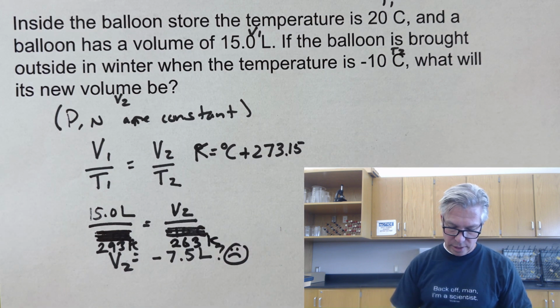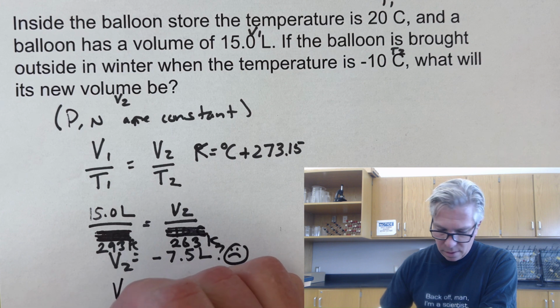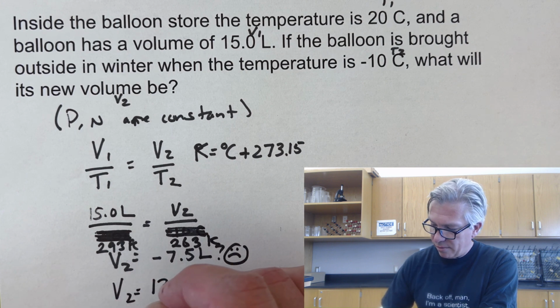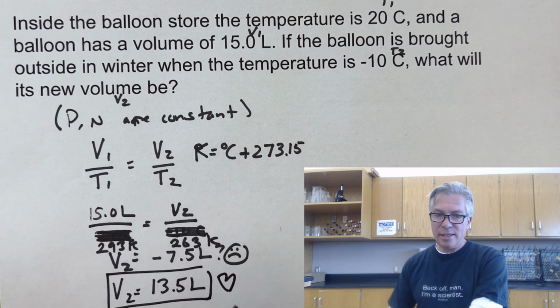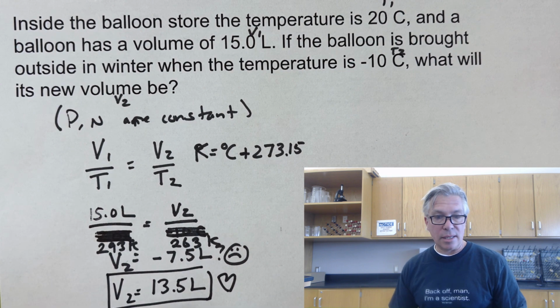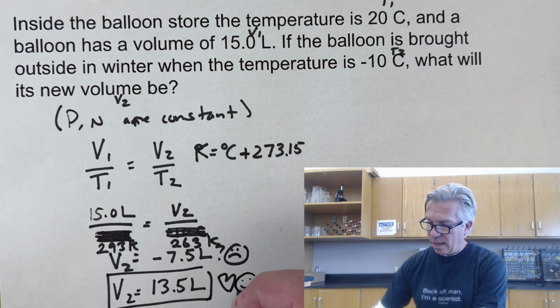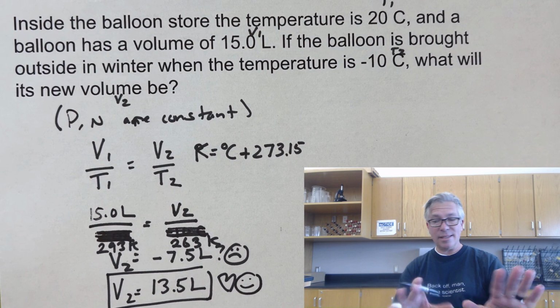And I'm going to resolve my proportion. And I get a volume V2 of 13.5 liters. So the temperature went down, but not really that drastically comparing on the Kelvin scale. And so the volume dropped slightly to 13.5. And that makes sense to me. And I'll put a little happy face next to that one because that one makes a little more sense. All right, so just remember your temperatures in kelvins.